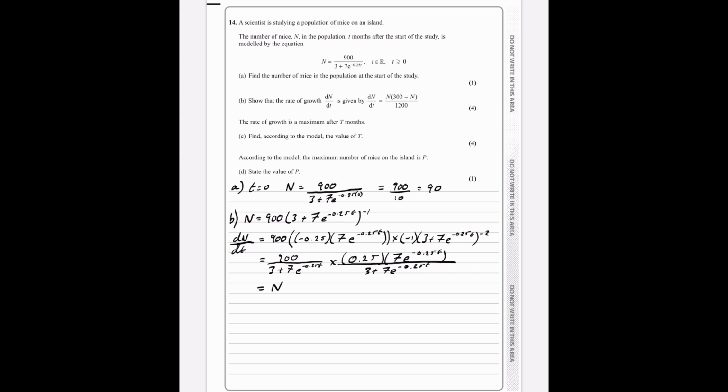Okay, so just to save a bit of space, I'm replacing the 900 over 3 plus 7e to the minus 0.25t as n. And then the 0.25 I've taken out as a quarter. And then this is the sort of fiddly bit, playing about with it. I've put in a plus 3 and then I've added a minus 3 in the numerator. So I've not changed the 7e to the minus 0.25t, I've just added a 3 at the front and a minus 3 at the end. And that allows me to split it up into two separate fractions where some of it will cancel.